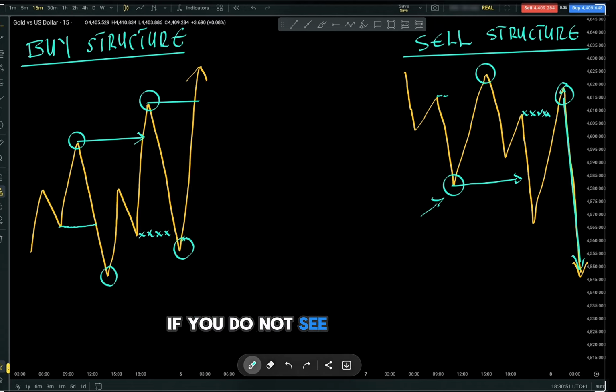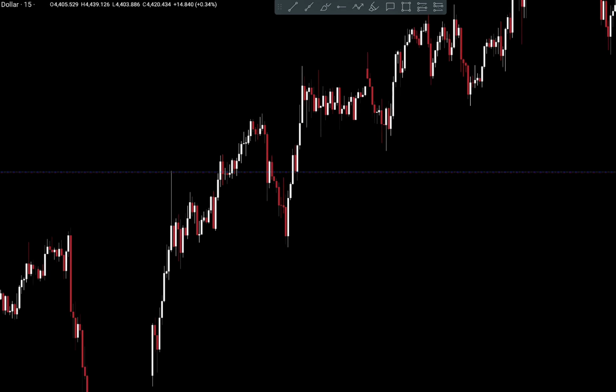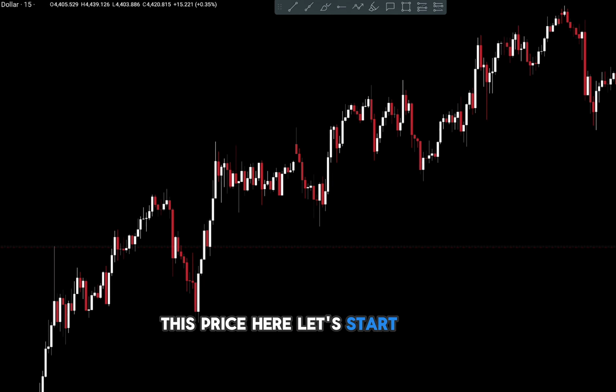If you do not see a high being taken out or a low being taken out and creating a major high or low, it is not there, because the major highs and lows in M15 are going to be liquidity in H1 or H4. So we will build this up and then we will get there. I don't want to get you confused, but this is the simple thing that you have to understand. Now let's get into the charts and use this same technique to identify the highs and the lows. This price here, let's start from here.